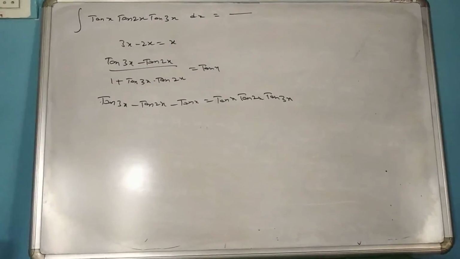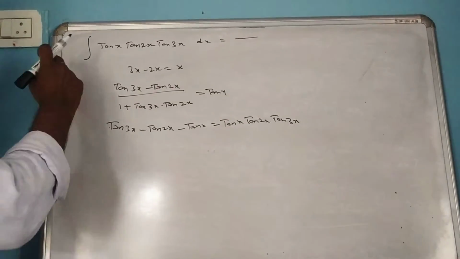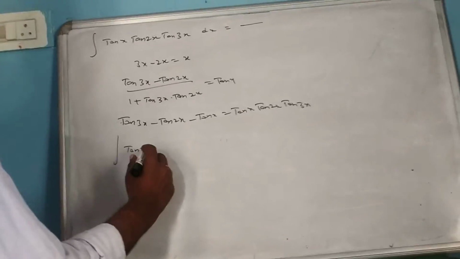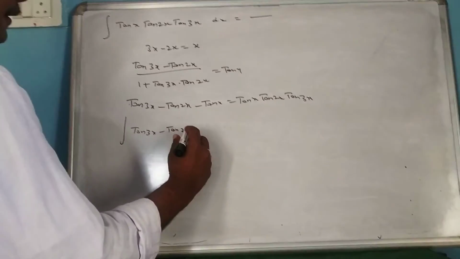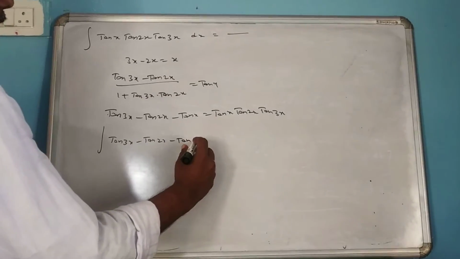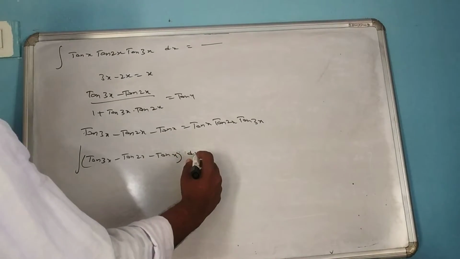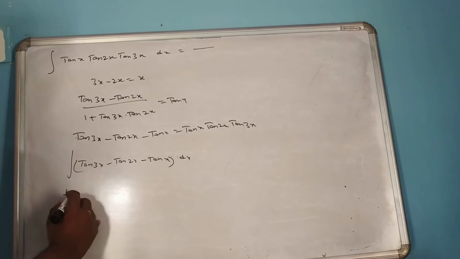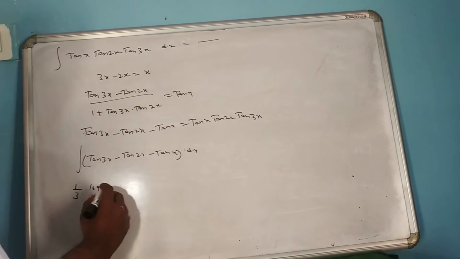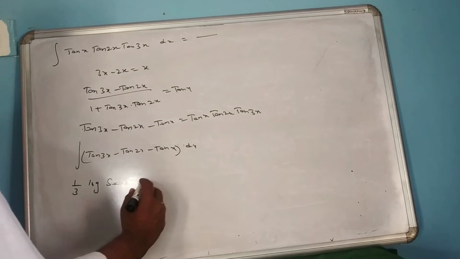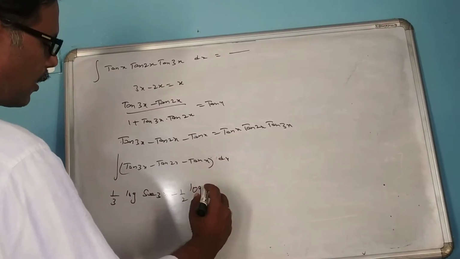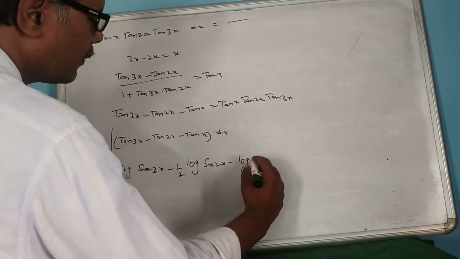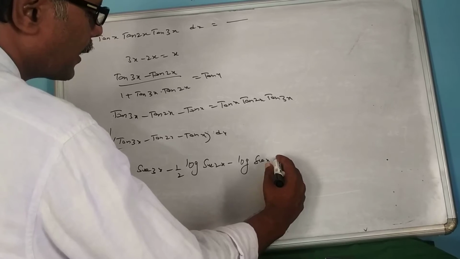Okay friends, substitute this value in this. This is the integral of tan 3x minus tan 2x minus tan x dx. Integrating, we get 1 by 3 log sec 3x minus 1 by 2 log sec 2x minus log sec x plus c.